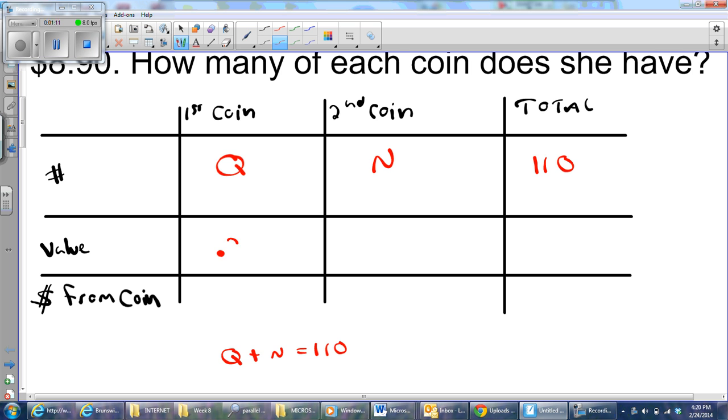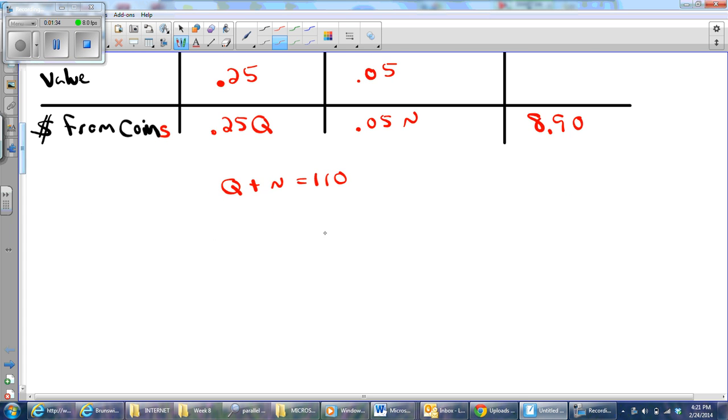The value of a quarter, we do know. The value of a nickel, we also know. We don't worry about the total value; we're going to put that down here. Now the money from the coins would be 0.25 times the number of quarters, and then 0.05 times the number of nickels, and all in all that is equal to $8.90. So my second equation is 0.25Q plus 0.05N equals $8.90.